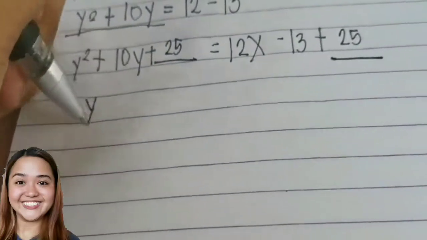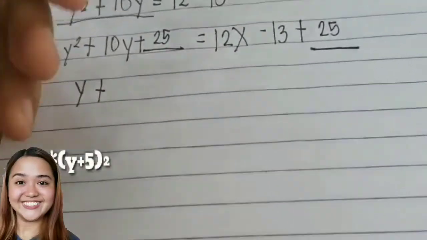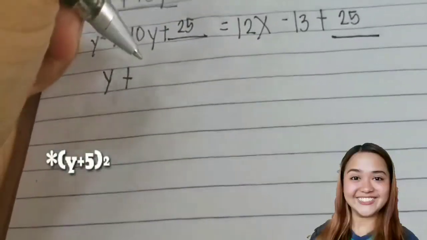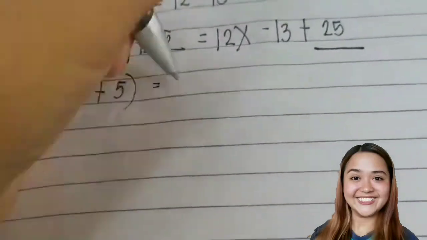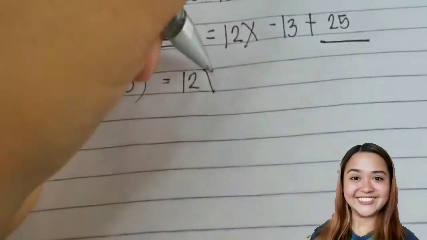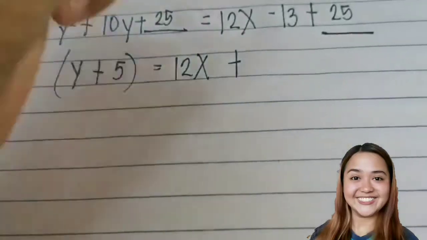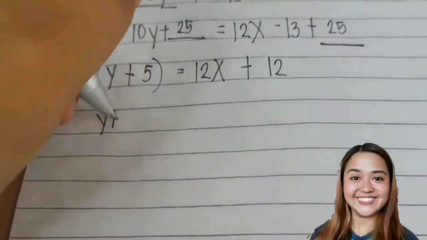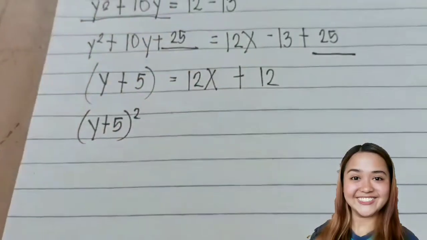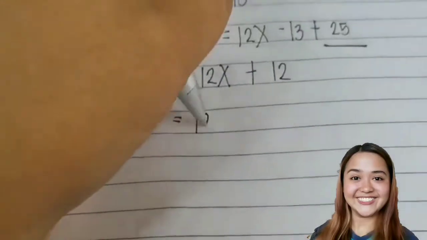So the square root of y squared is y. The sign of the middle term is positive. The square root of 25 is 5. That's why we have (y plus 5) squared equals 12x, negative 13 plus 25 is positive 12. So to write this equation, (y plus 5) squared, we're going to factor 12x plus 12, factor out the 12: 12 multiplied by (x plus 1). So this will be the standard form equation of a parabola.